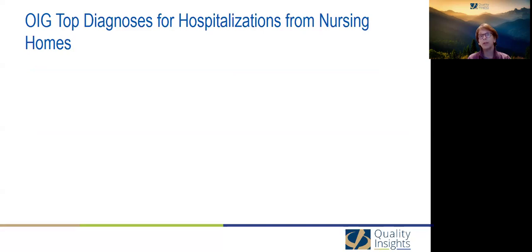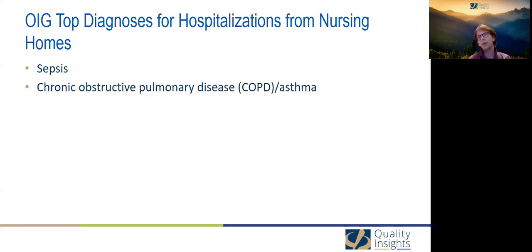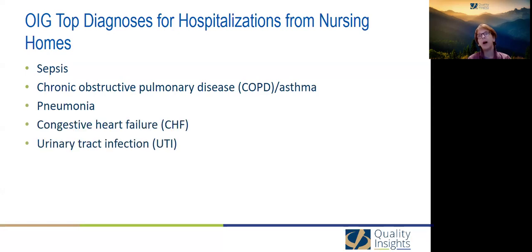If you're curious, as I was, as to what those 6 diagnoses in the OIG report identified as the top reasons for readmissions, they are listed on the screen for you now. The first was sepsis, then COPD and asthma, pneumonia, CHF, UTIs, and dehydration. So as you begin any hospitalization reduction project, those would be really good starting points for you.